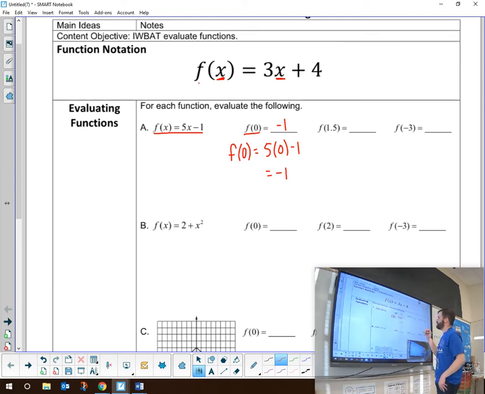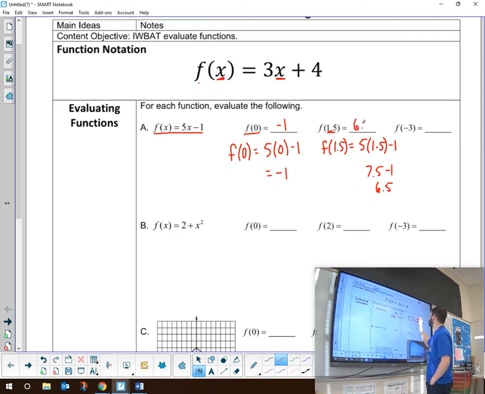For this one, f of 1.5 is saying, take 1.5 and plug it in. So f of 1.5 is going to be equal to 5 times 1.5 minus 1. Of course, 5 times 1.5 is 7.5. Kind of silly, but that's what we get. 7.5 minus 1 is 6.5. So f of 1.5 is going to be 6.5.